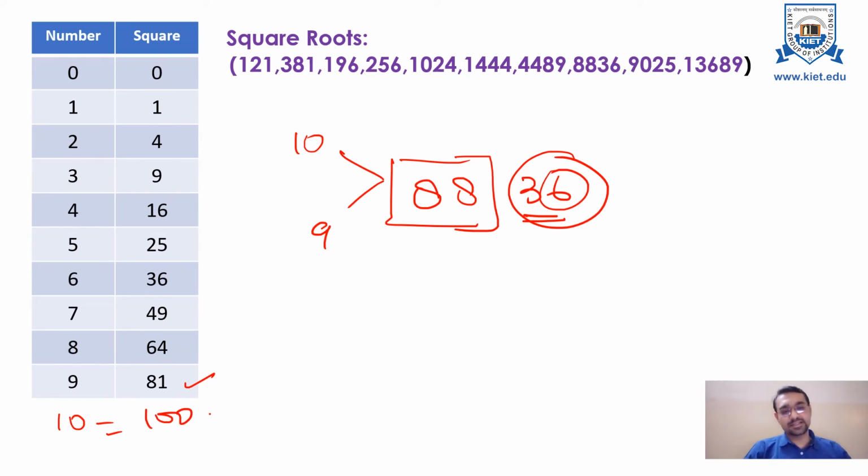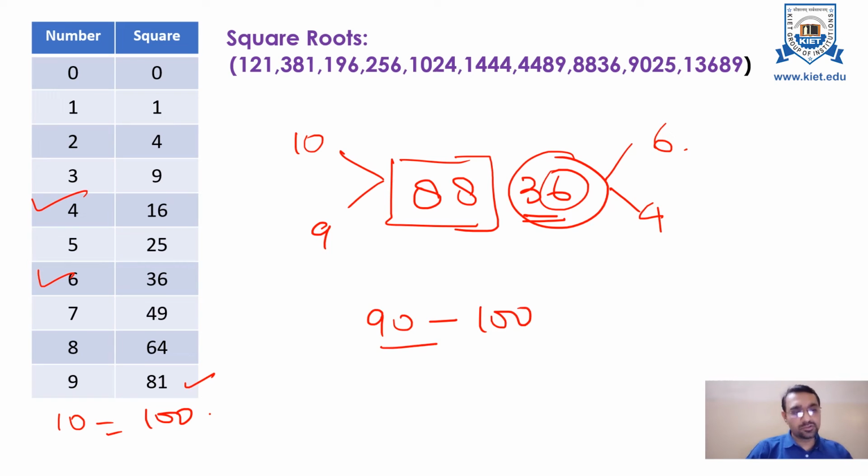So the unit digit is 6. By squaring 4 or by squaring 6, you can get 6. So the unit digit must be either 4 or 6. So the number which lies between 90 and 100 and whose unit digit is 4 or 6, such numbers can be either 94 or 96.